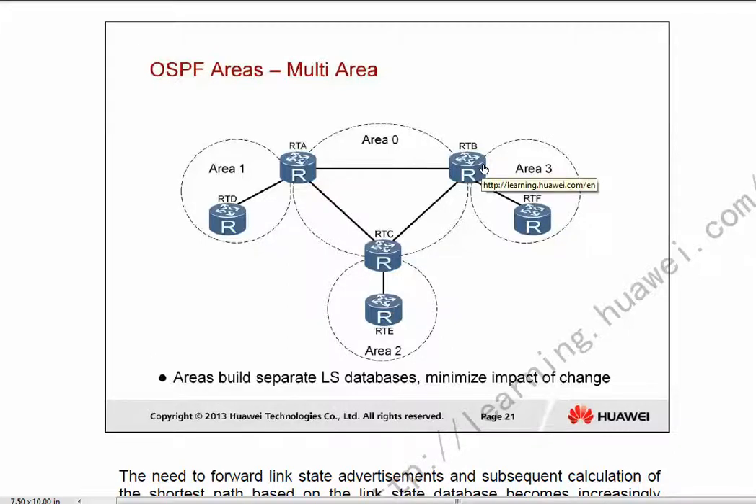A router that has interfaces in more than one area is called an ABR, an Area Border Router. An ABR should have a link in area 0. It will advertise the routing information from one of these areas into area 0, and through area 0 into another area.